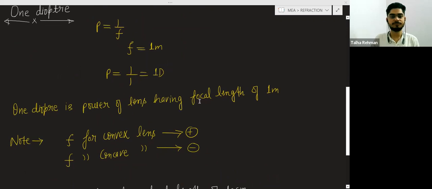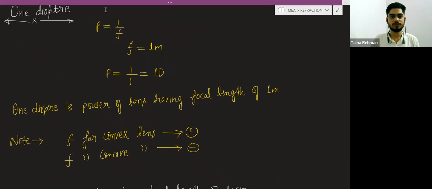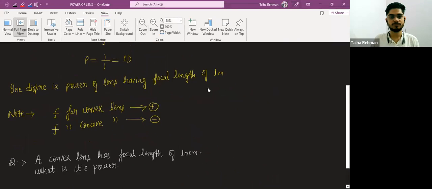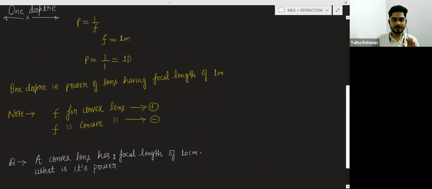Write down this. So I am zooming it out. And write down this question and try to solve this question by yourself. Focal length is given. You have to calculate the power. You will apply this formula.